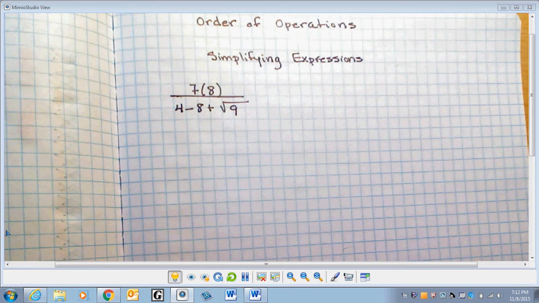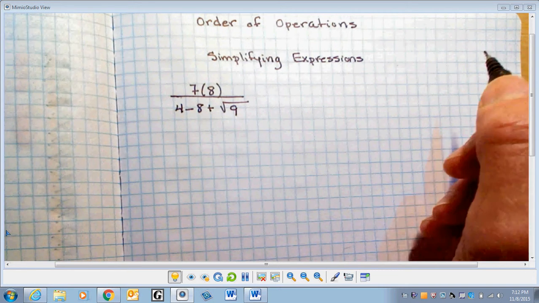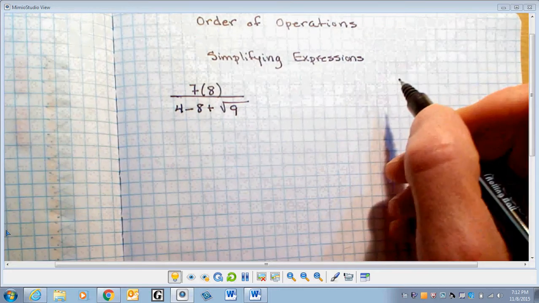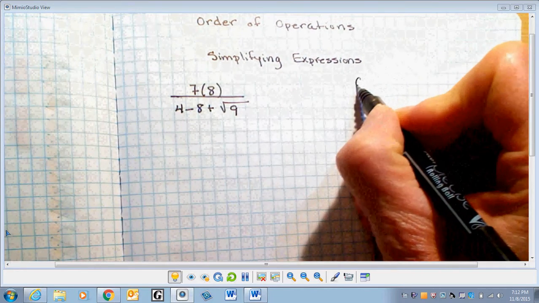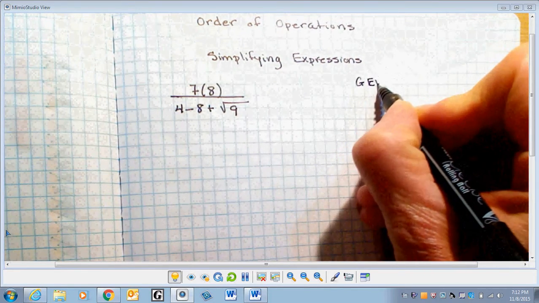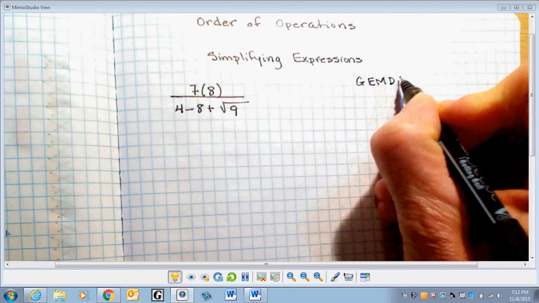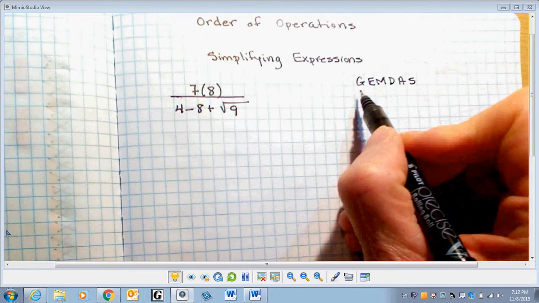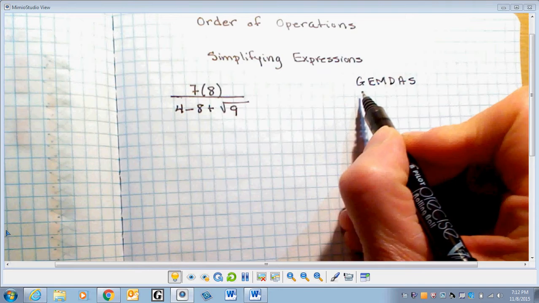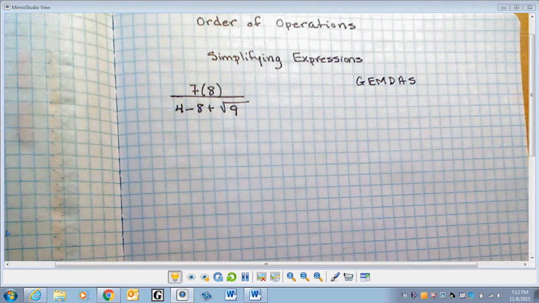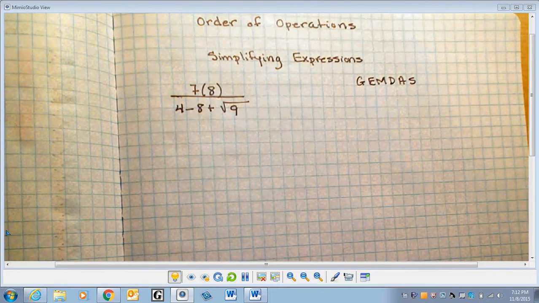In this video, I want to review the order of operations simply using numbers. So all I have here is an expression, and a lot of you have probably heard of PEMDAS, but I want to give you GEMDAS. And the reason I use GEMDAS is because I want you to think of the G as grouping. So we're going to look at our grouping first.